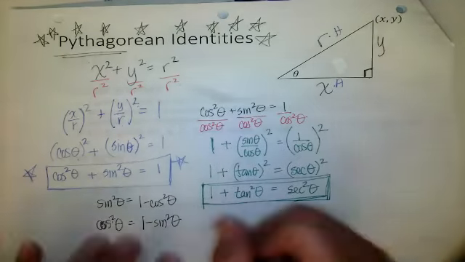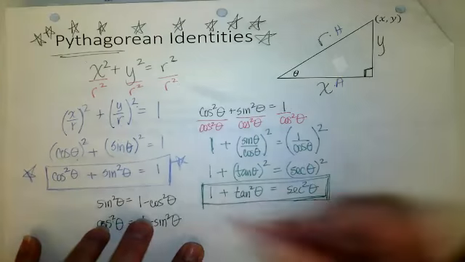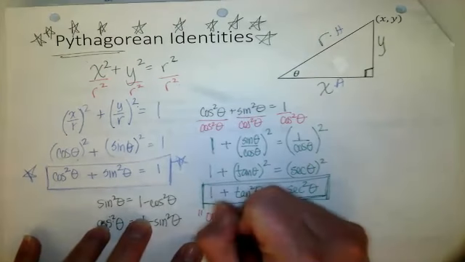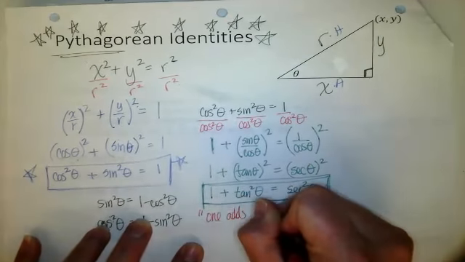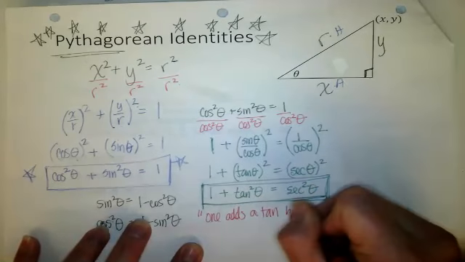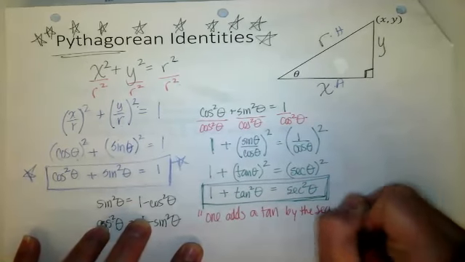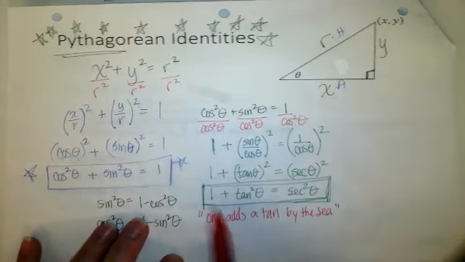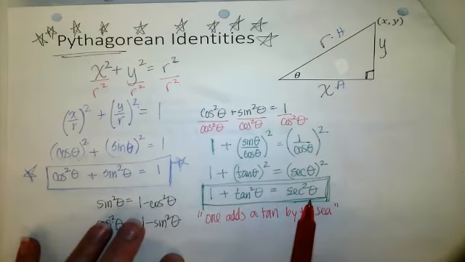So I do have a little mnemonic for this one to help you remember. I learned this from a student. 1 adds a tan by the C. 1 adds a tan by the C.